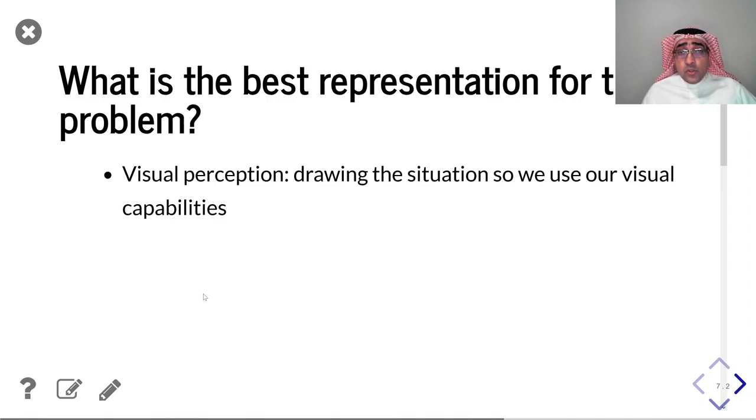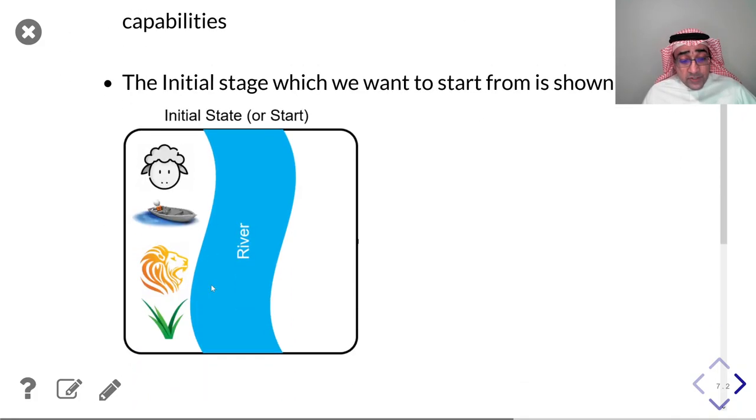So let's use visual perception, one of the most powerful techniques that human beings actually possess. So let's represent the problem as a shape, a figure like this, where we have a river in the middle, and we have the sheep, we have the boat that we are sitting in, we have a lion, and we have a grass, okay, a bundle of grass.